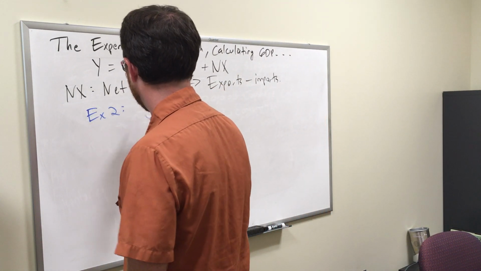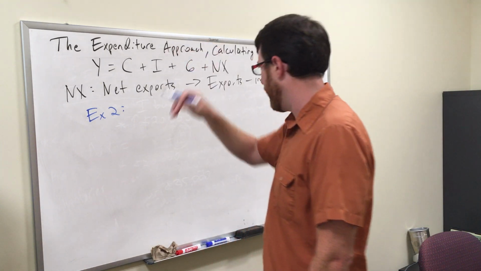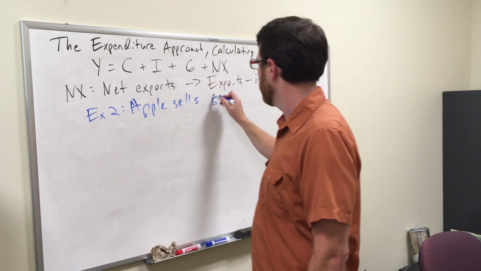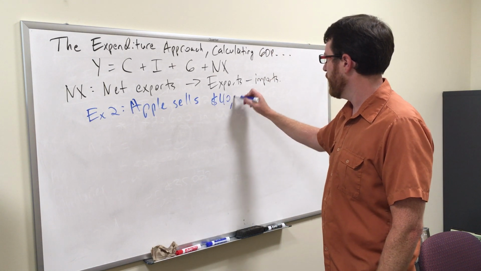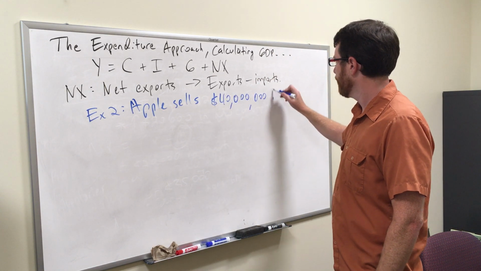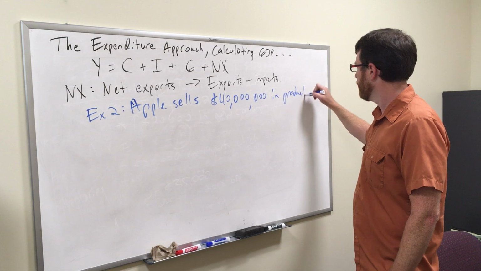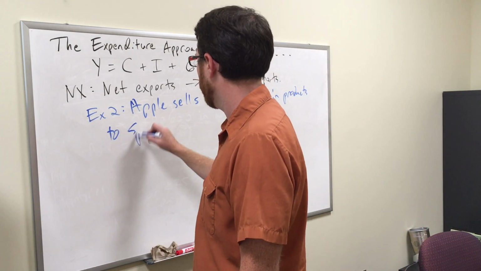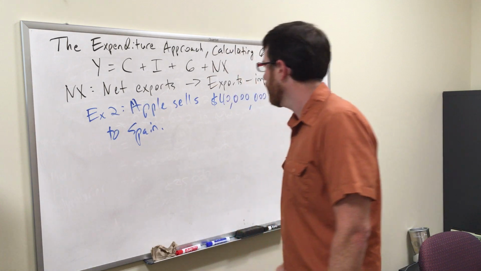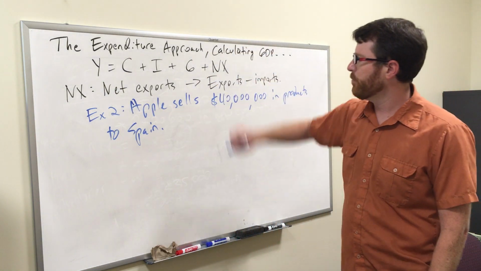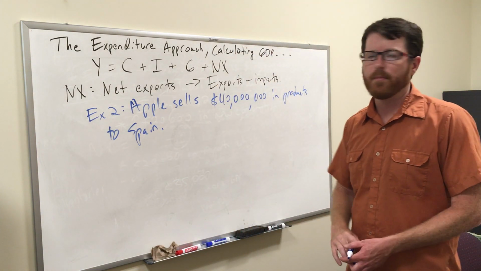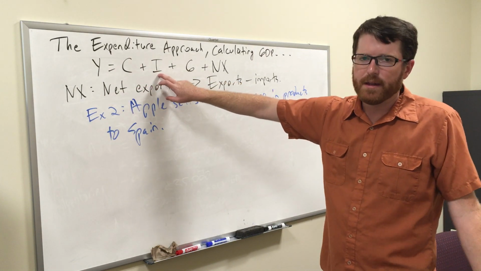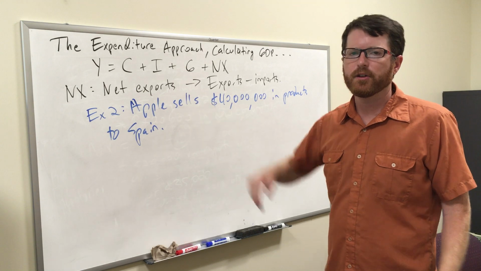And let's say that Apple sells $40 million in products to Spain, for example. Well, if I don't have net exports in here, this is simply just not going to show up. It's not consumption because it's not consumed in the U.S. It's not investment. It's not government spending, so it's not going to show up.